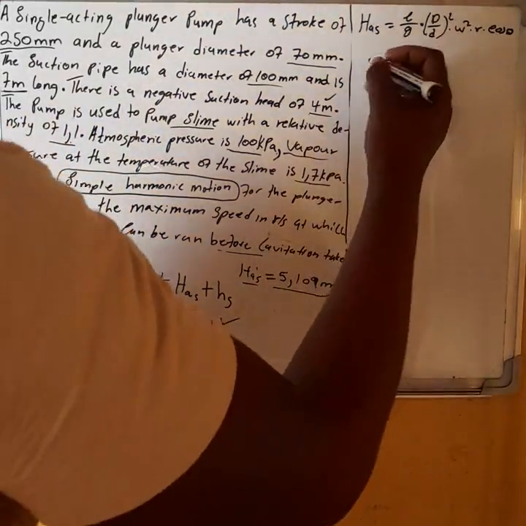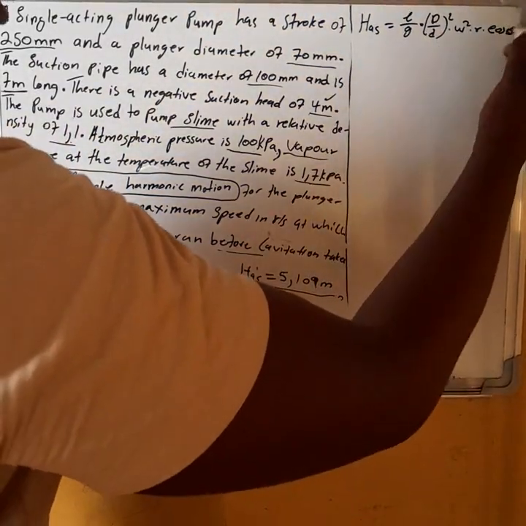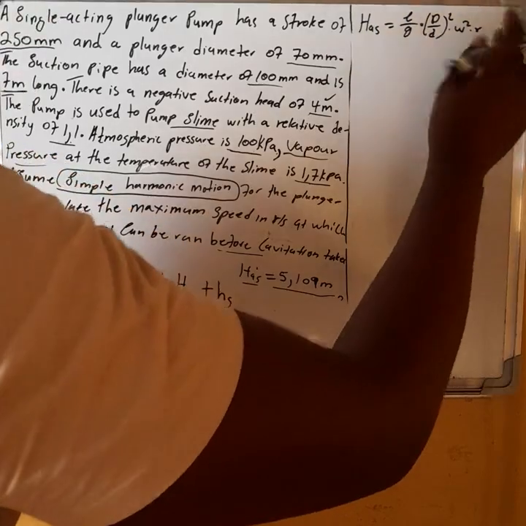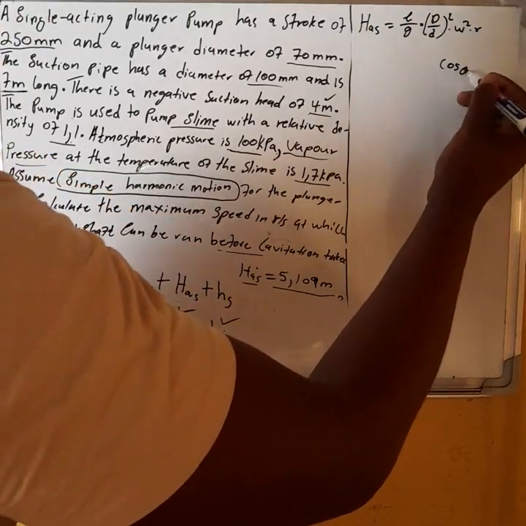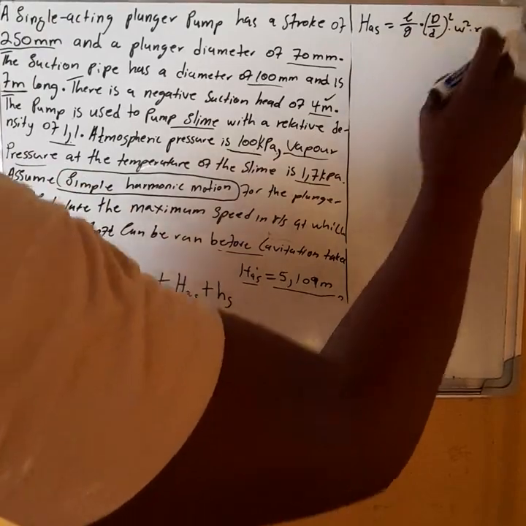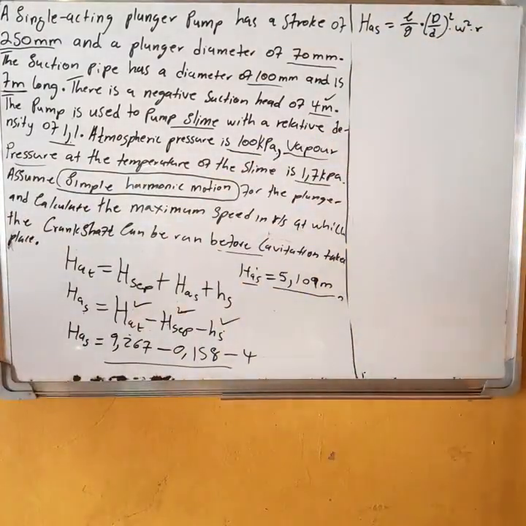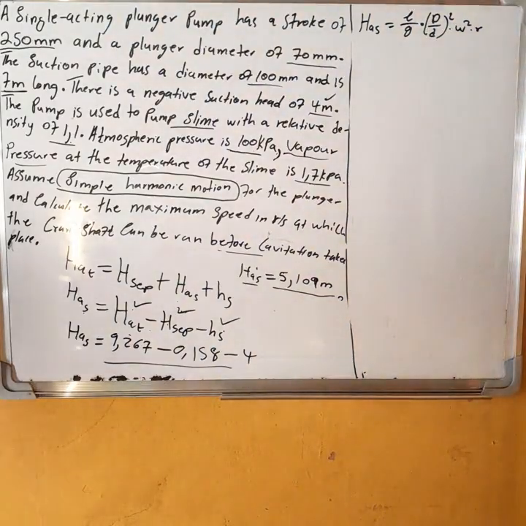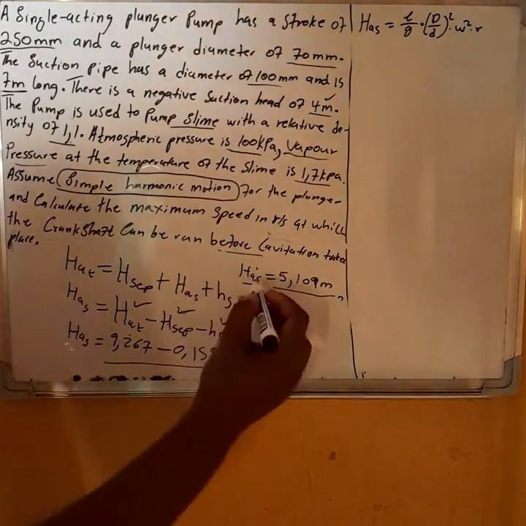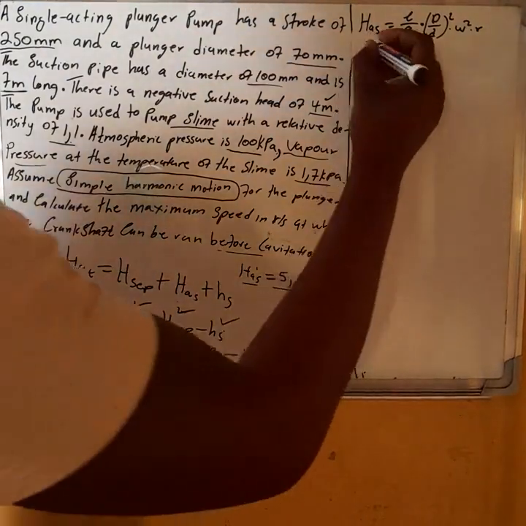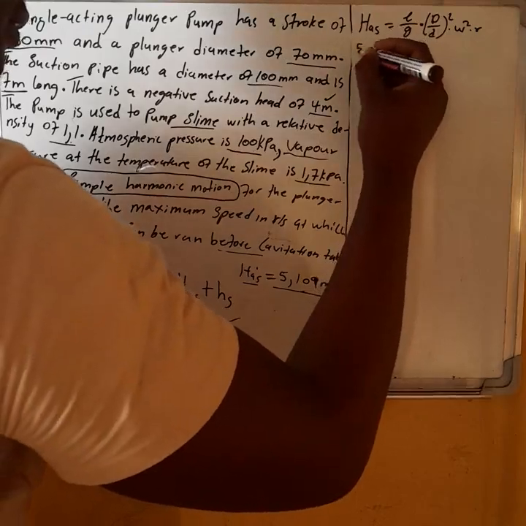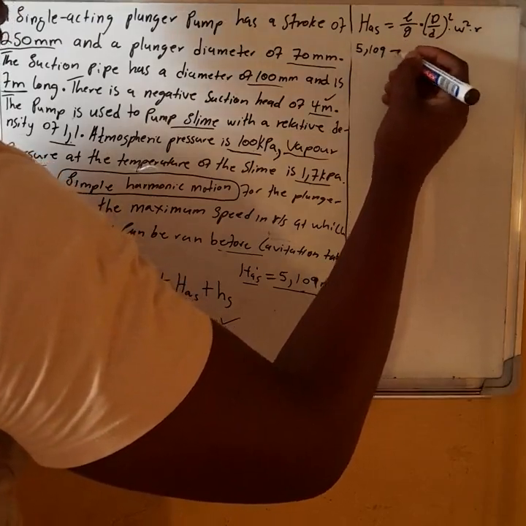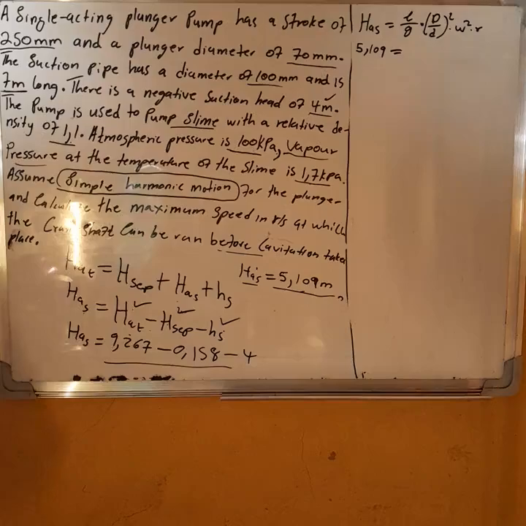So when I put 0 here, this will eliminate the cos, and we are left with something like this. Remember, cos 0 is 1, so the equation will be just like that. So let us substitute. We know this is 5.109, right?